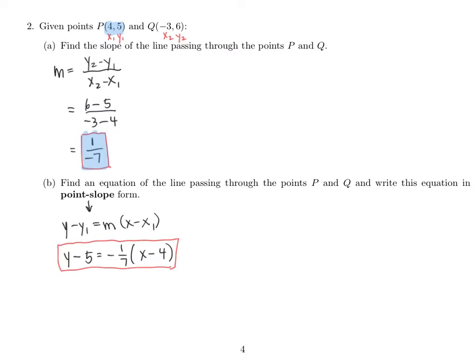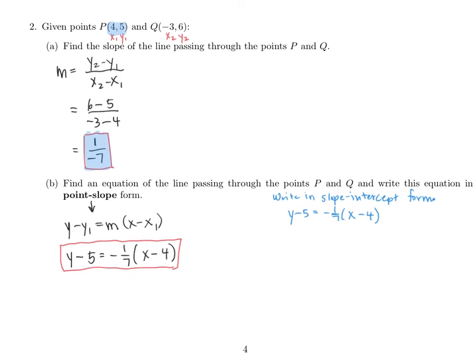Now, because it's possible that they could do this, if it asks for your answer in slope-intercept form, remember that that means you have to write it in y equals mx plus b form. So if you had to do that, you would start with the point slope form like you have over on the left, and then you would just simplify.